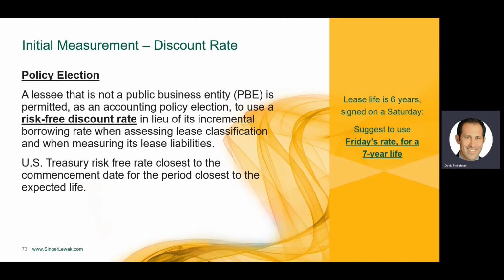An example of this is if you have a lease life of 6 years signed on, say, a Saturday, the suggestion is to use Friday's rate for a 7-year life if the rate for 6 years on Saturday, as of the commencement date, is not available.